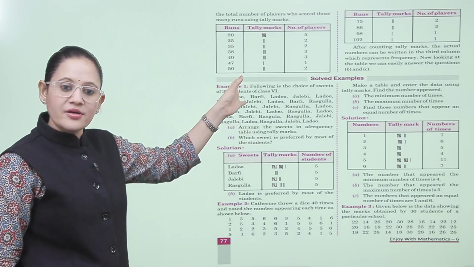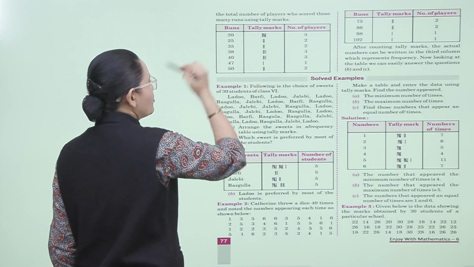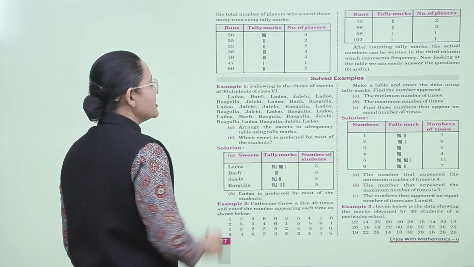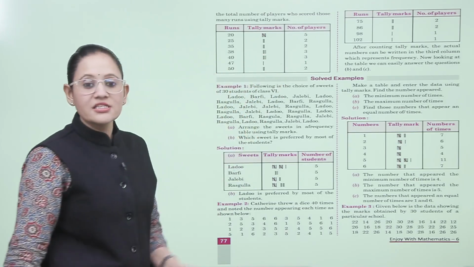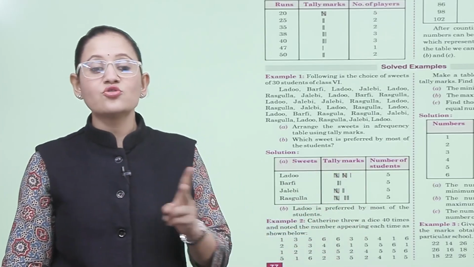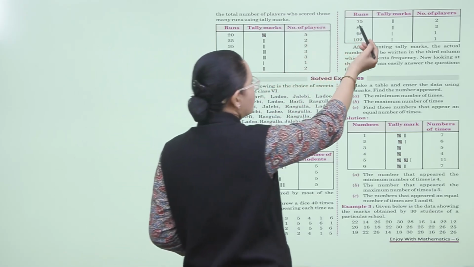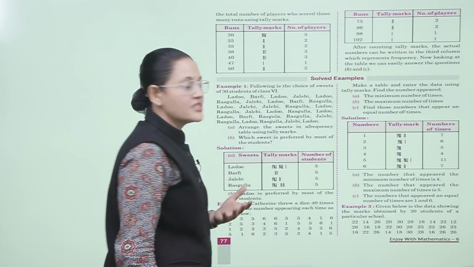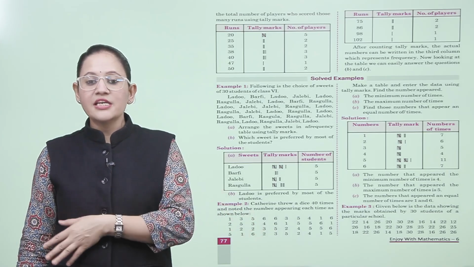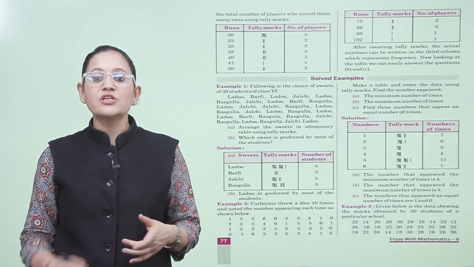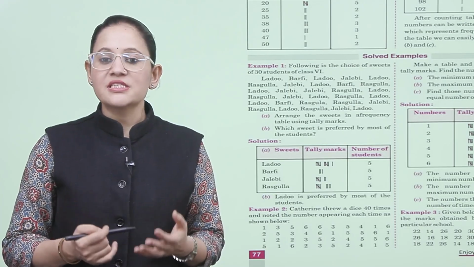How many players scored 20 runs? There are 5 players who have scored 20 runs. 2 players scored 25 runs, 2 players scored 35 runs, 3 players scored 38 runs, 3 players scored 40 runs, 1 player scored 47, and 2 players scored 50 runs. So, we have arranged the data in a tally table. 2 players scored 75 runs, 2 scored 86, 1 scored 92, 98, and 1 scored 102. After counting tally marks, the actual number can be written in the third column, which represents the frequency.